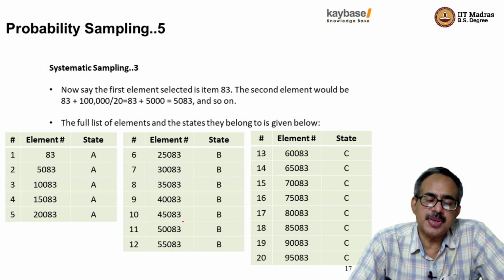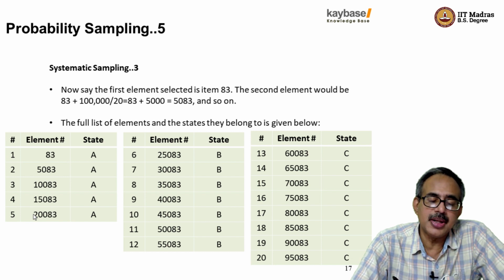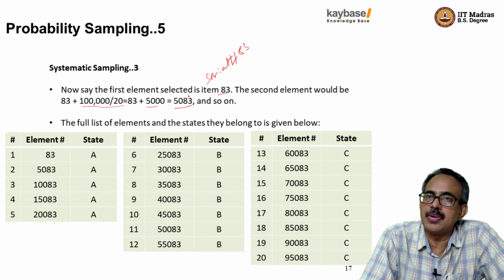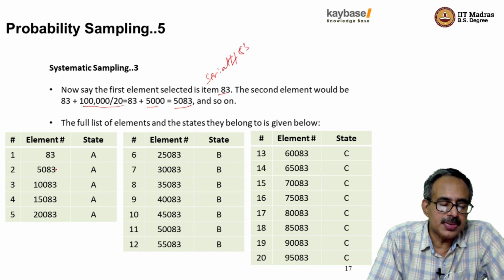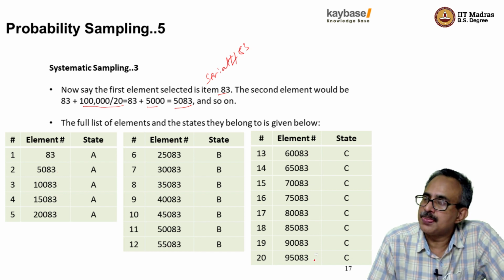Again, let's say the first person we got at random was serial number 83. So the second element will be 83 plus 100,000 by 20, that is 83 plus 5,000, which is 5,083, and so on. So all the 20 serial numbers are here: 83, 5,083, 10,083, and so on, up to 95,083.